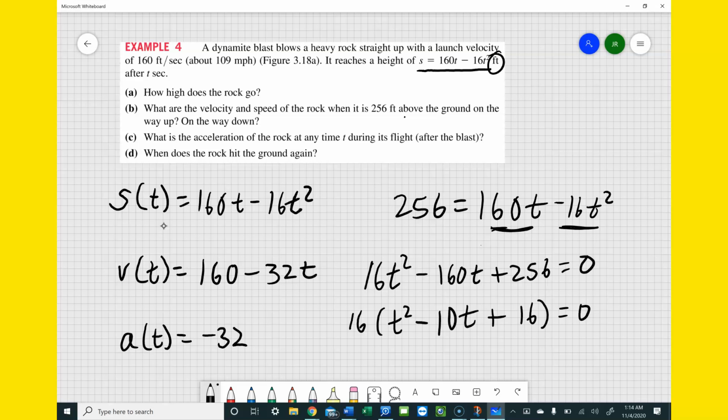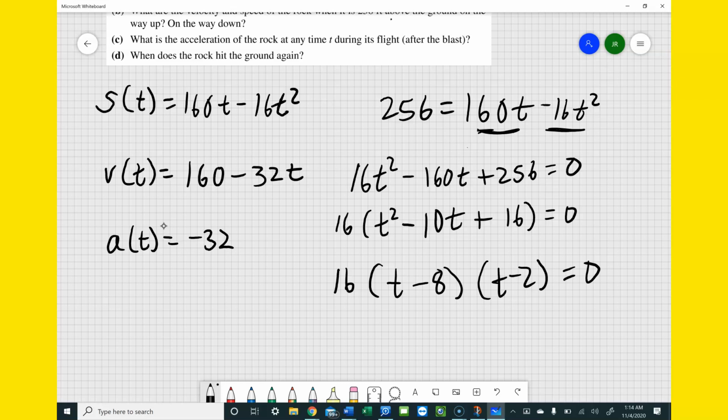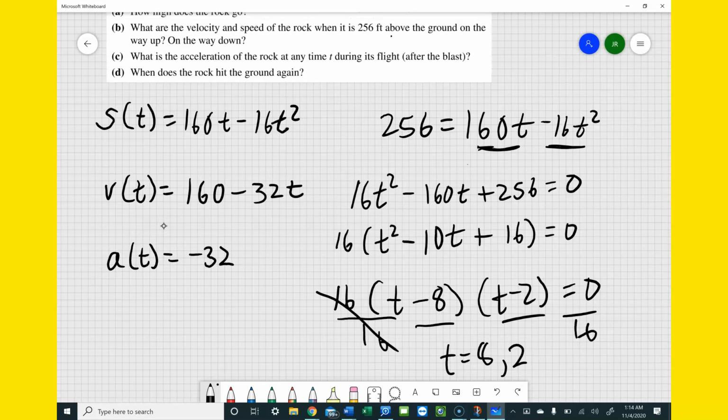Okay, and now I believe this will factor more, so it's going to factor as t minus 8 and t minus 2. So divide both sides by 16. So the 16 goes away. And then set both of these equal to 0, and I get t equals 8, and I get t equals 2. So it reaches a height of 256 on the way up and on the way down.